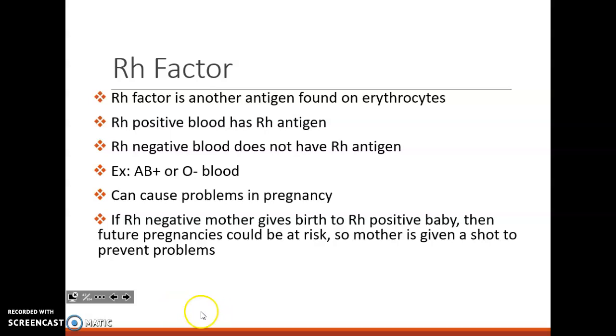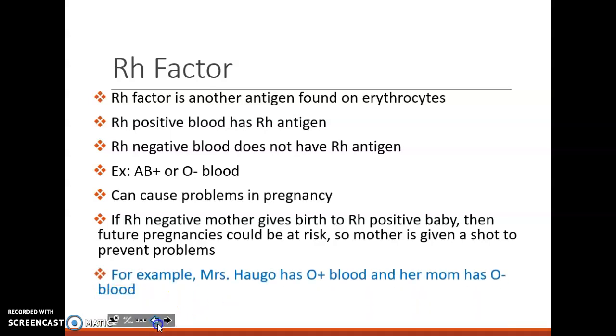So if an Rh negative mother gives birth, and usually the first baby, no problem, but gives birth to an Rh positive baby, then during childbirth, the bloods can mix, and then she will make antibodies for the Rh antigen, and then a future pregnancy would be at risk because the antibodies in the mom could cross through the placenta and destroy the red blood cells of the baby, and then the baby wouldn't be born. It would be a miscarriage.